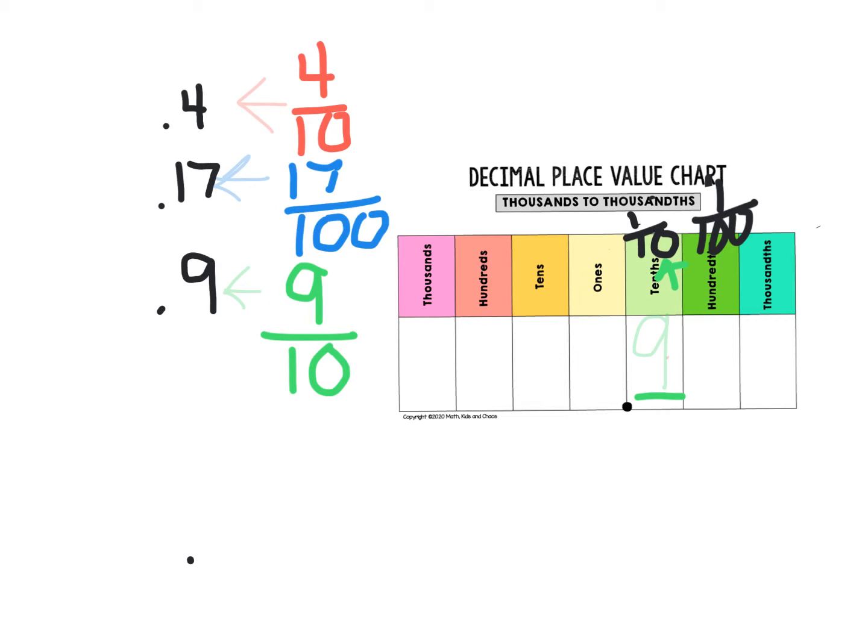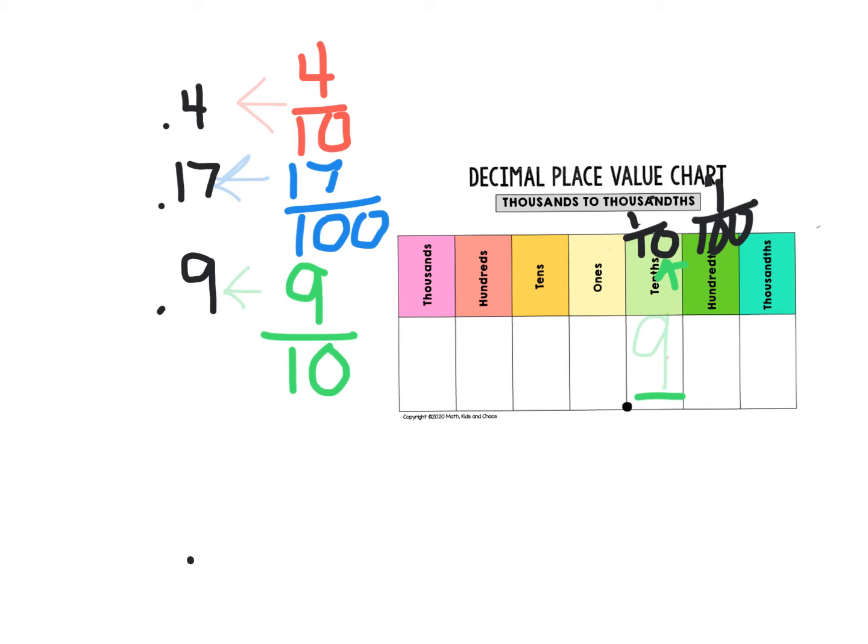We write our decimal in the place value chart, and we use our place value chart to say the decimal correctly. So 9 tenths, 4 tenths, 17 hundredths. However we say that decimal will help us figure out how to say it as a fraction. So if our decimal ends in the tenths place, it is over 10. If it ends in the hundredths place, it is over 100.